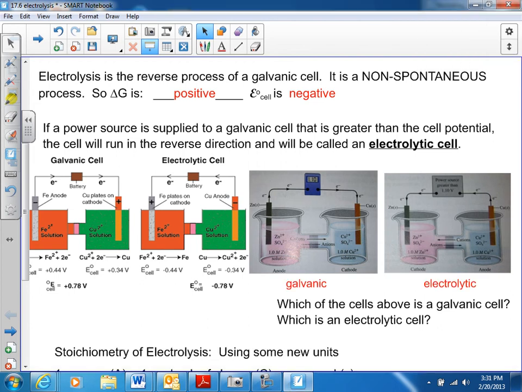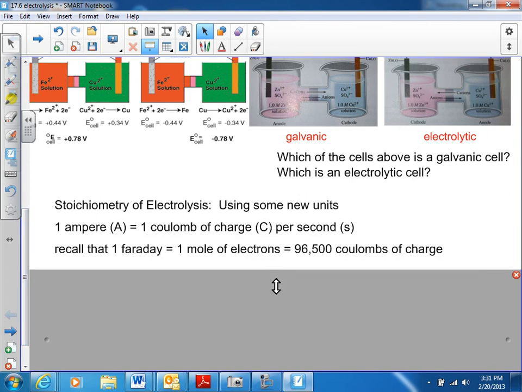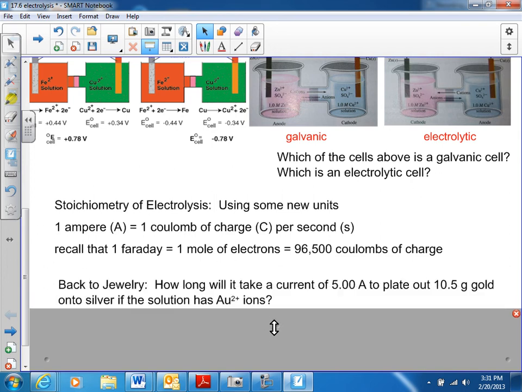All right, so what's the big deal about these cells? Well, actually, it's just dimensional analysis. We can do some calculations about what happens in electrolysis. You need to know an amp is a coulomb per second, and a Faraday is a mole of electrons, which has 96,500 coulombs of charge.